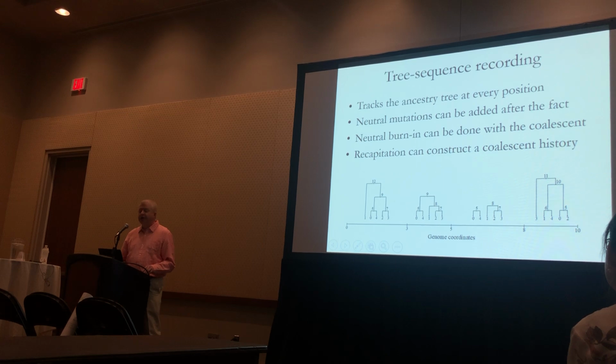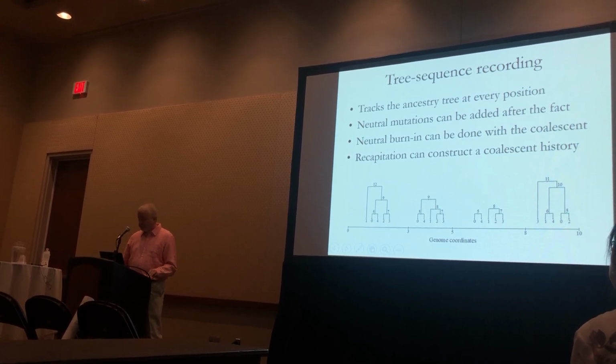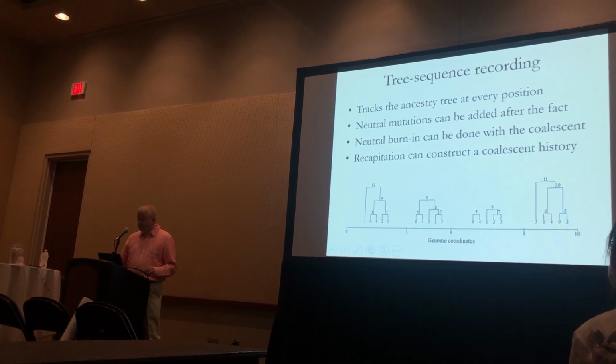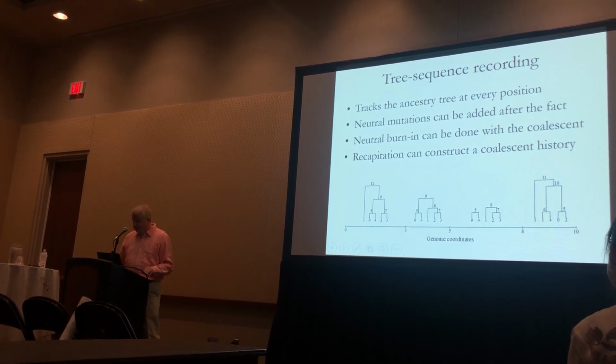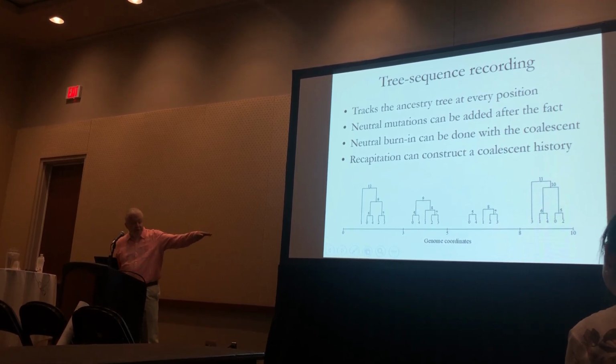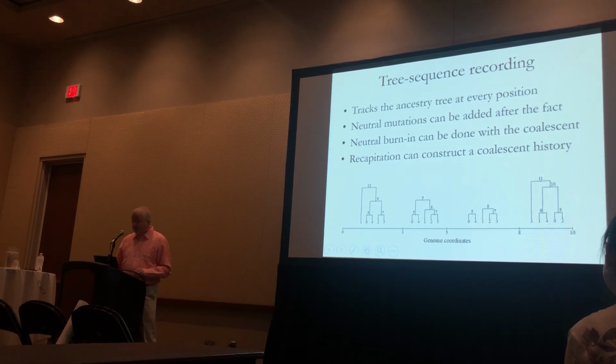In essence, it keeps track of the full ancestry tree at every position along the chromosome, and that's accessible to you later in Python. So an example tree sequence is shown here at the bottom. There are 5 extant individuals at the bottom of each of those trees at the end of the simulation run that's shown here.